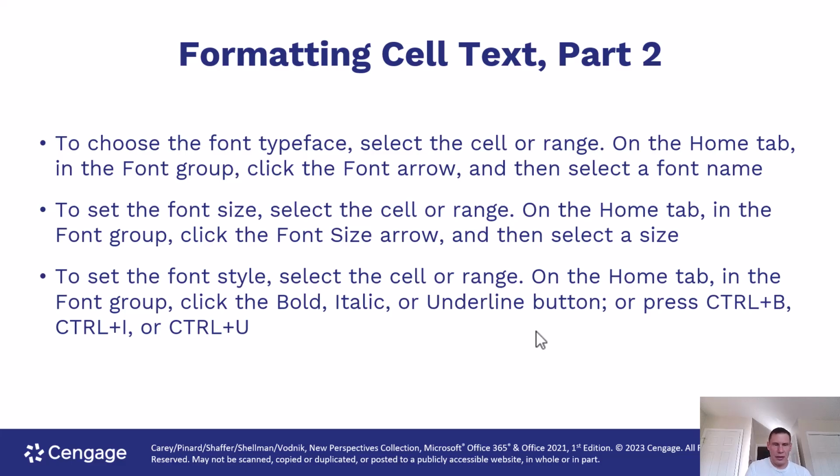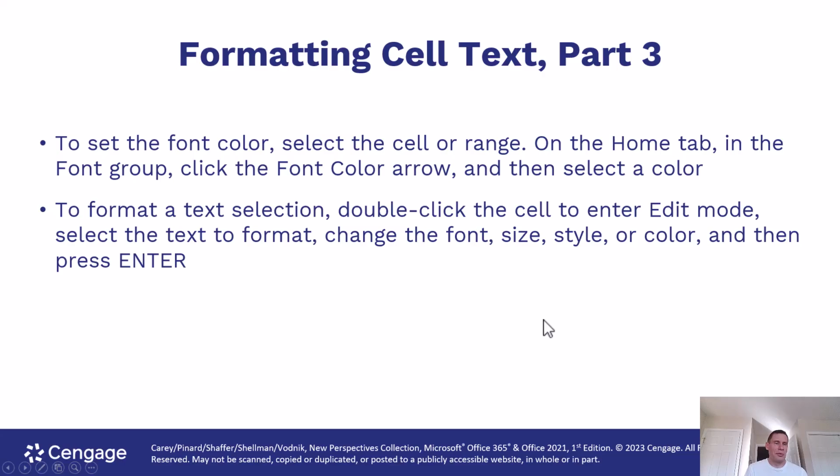To set the style, select the cell range. On the Home tab in the font group, just click the bold, italic, or underline button, or you can also use Control B for bold, Control I for italic, and Control U to underline. As far as the color goes, select the cell or range, and on the Home tab in the font group, just click the font color arrow and then select the color. Simple enough. To format a text selection, double-click the cell to enter edit mode, select the text to format, and then just change the font size, style, or color, and then press enter, as you will see.